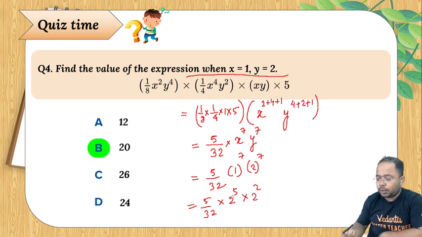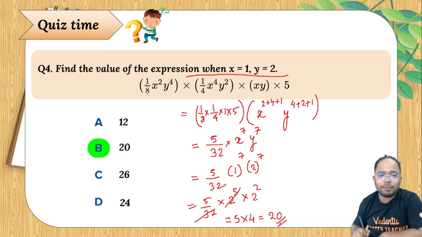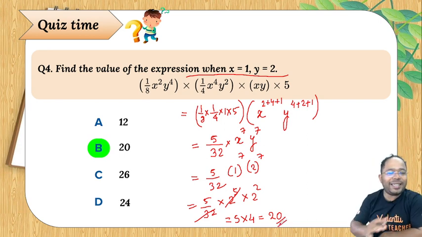2, 4, 8, 16, 32. Means 2 to the power 5 is 32, and that gets cancelled with 32. Now what is left behind? 5 into 2 to the power 2, which is 4. 5 fours are 20. And that is the correct answer. Alright, so 20 is our right answer.